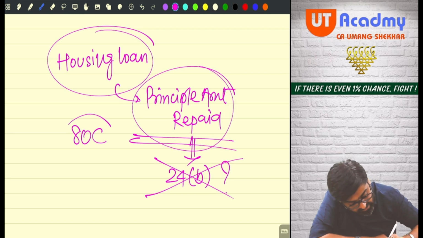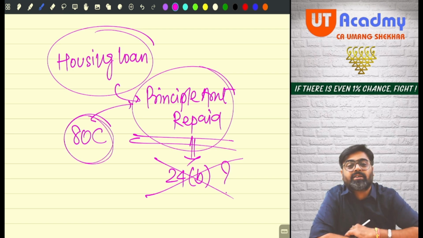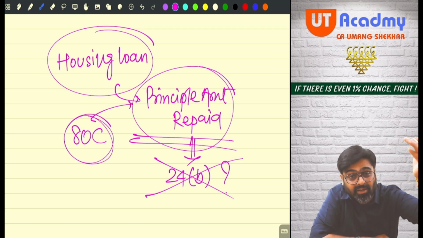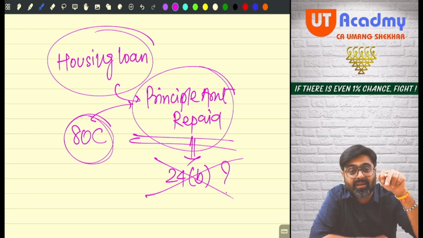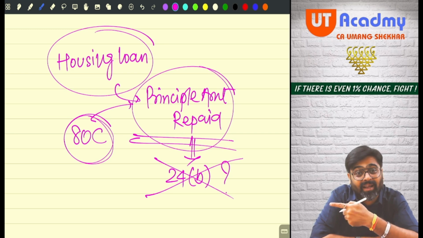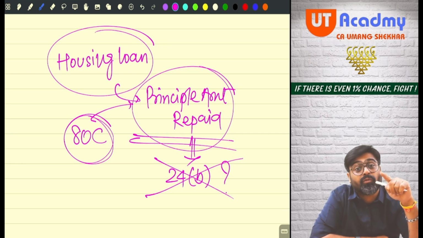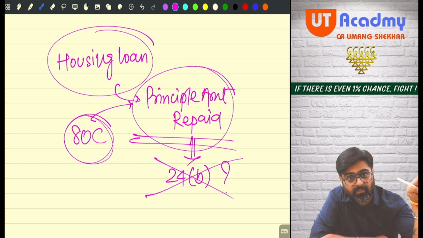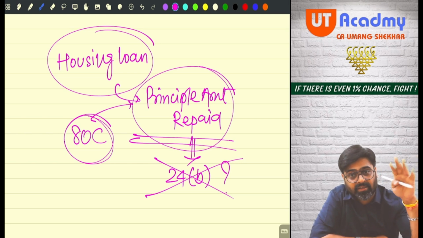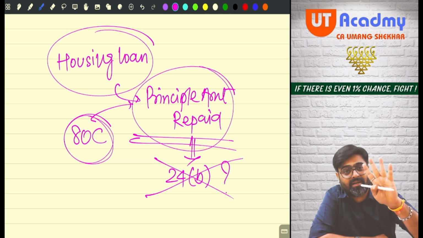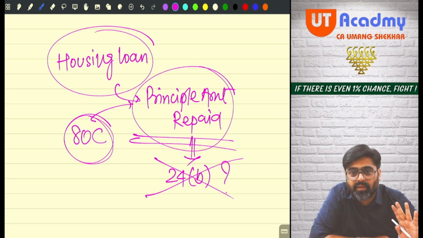See, under section 80C, you can claim the deduction for this principal repayment subject to certain conditions. But that principal repayment is not allowable under the head house property. You can claim the deduction of this from your GTI under section 80C, but that too is subject to certain conditions that we are going to learn later on. But this can never be allowed as a deduction under house property. Yes or no?